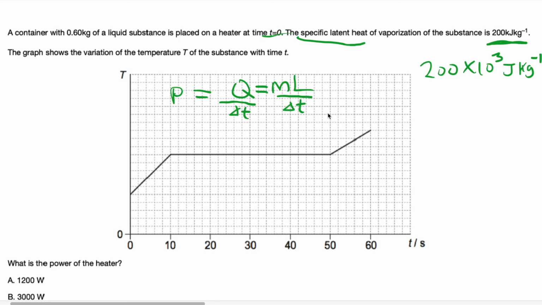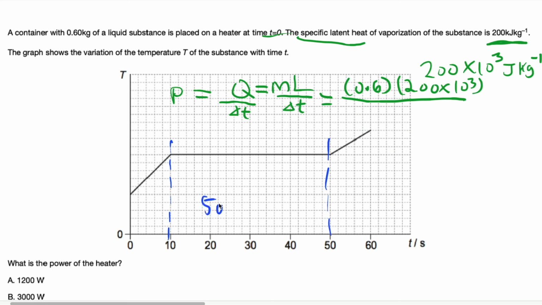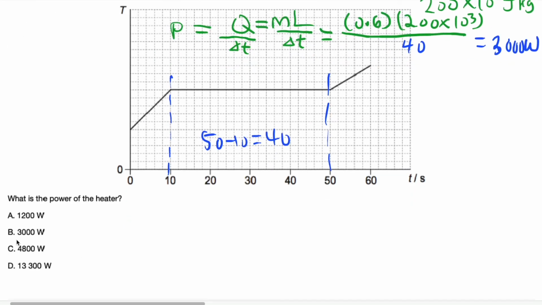Right. And this is what we want for this problem. So we know the mass is equal to 0.6, and we know the latent heat is equal to 100 multiplied by 1,000, divided by the change in time, which is here. So 50 minus 10 is equal to 40, and this is going to give us the answer of 3,000. So the answer will be B.